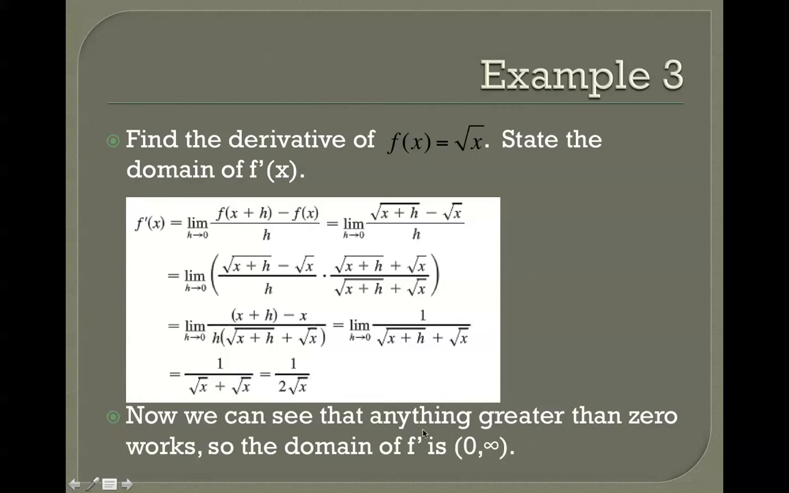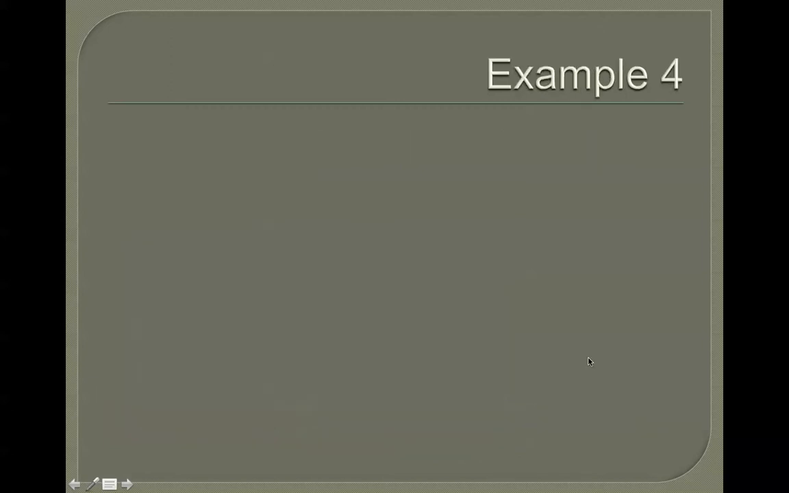If we look at the domain of that, we can see that anything greater than 0 works. So the domain of f prime is 0 to infinity. Neither one of those endpoints is included, because 2 times the square root of 0 would be 0, and that would be a problem.